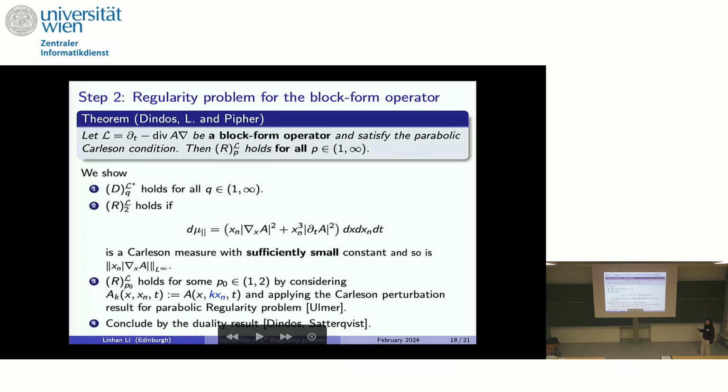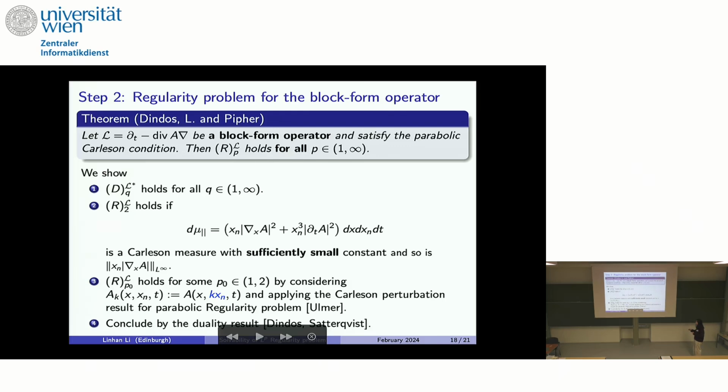Now, why is this important? It's because we want to define a new matrix, which is basically, you rescale the xn direction, so we call it AK. So AK is a rescale of the original matrix in xn variable by k. So what happens is that this new matrix AK is actually a Carleson perturbation of the original matrix A, but if you let this k be sufficiently large, you can make sure that this Carleson measure has sufficiently small constant.